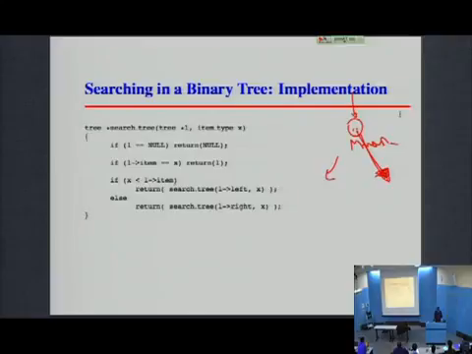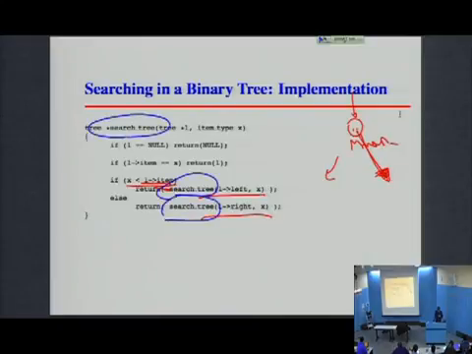So what are we doing? We're comparing the key that we're looking for to the data field of the root. If it's before it in alphabetical order, or if it's less than it, we search to the left. If it's greater, we search to the right. Notice that I'm doing this in a recursive way. Binary search trees are recursive things.